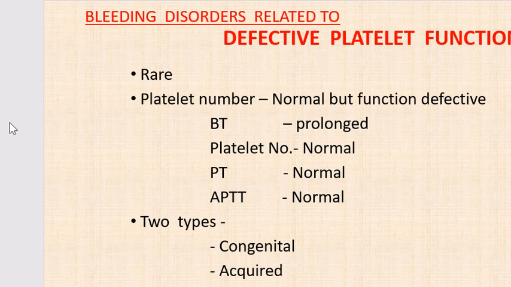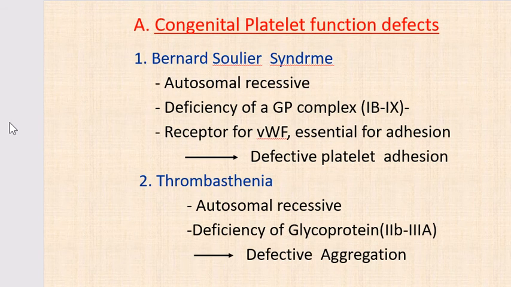This condition is of two types. It may be congenital or it may be acquired. In congenital platelet function defects, we have Bernard-Soulier syndrome. It is an autosomal recessive disorder, and in it there is deficiency of the glycoprotein complex 1B-IX, the receptor for von Willebrand factor, which is essential for adhesion. So there is defective platelet adhesion, and by virtue of this defective platelet function there is abnormally excessive bleeding with little trauma.